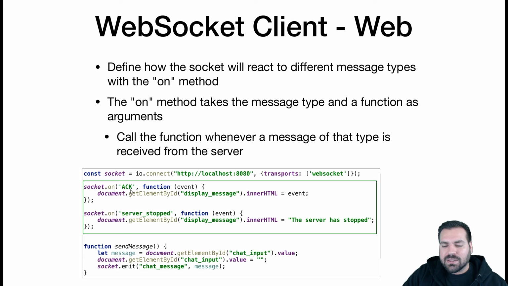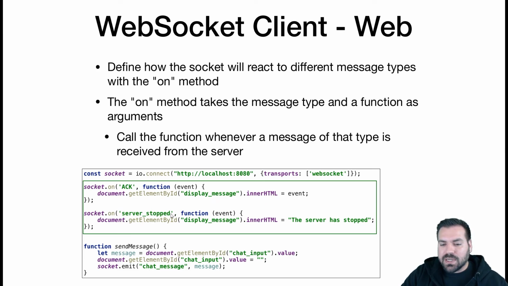after that event occurs or after this message is received. The content of that message will be in this event variable. So if we don't expect any information, we just won't use that variable because it won't have any information. But if we do expect something, we can use that event variable. In this case, we expect event to say, I received your message of whatever message we sent. And we're going to display that on the website.